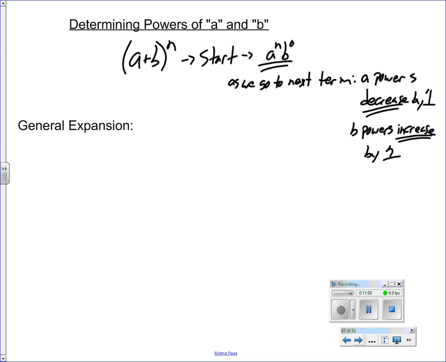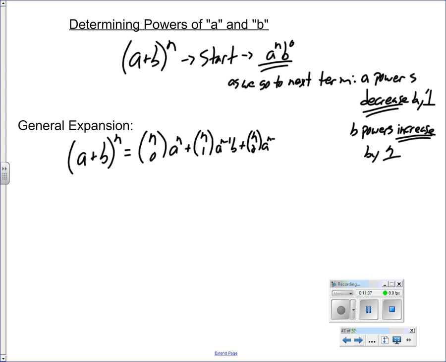So the general form of the expansion, using the notation from our theorem, would look like this. We use notation for the coefficients. It looks like this: n above 0, a to the n, plus n above 1, a to the n minus 1 b, plus n above 2, a to the n minus 2, b squared, and then we keep going until we get to n above n, b to the n.